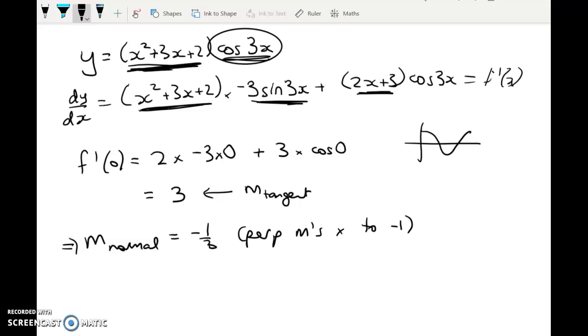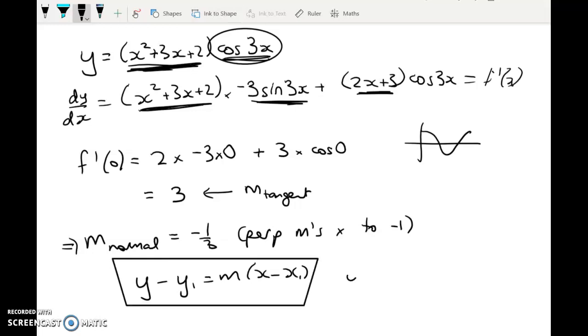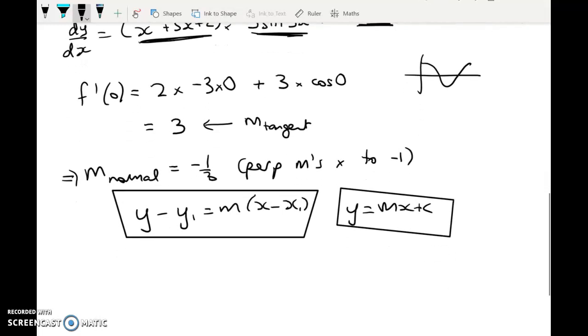So the equation that we're going to find is y minus y1 equals m into x minus x1. That's what I'm going to use here. So that's one way to go. Or if you prefer, you can just use y equals mx plus c. But in either case, we need to have a point. At the moment, we don't have the point. We just have the x value of 0.